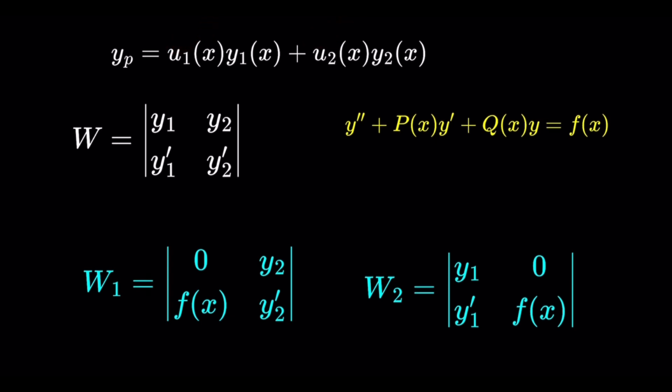For that, we are going to be finding the Wronskian determinant, which is going to be denoted by W. And it is given by this 2 by 2 matrix here. We can calculate two additional determinants, W1 and W2. W1 is found by replacing the first column of W with 0 and f of x, and W2 by replacing the second column with 0 and f of x. Here, f of x is the non-homogeneous part of this equation.